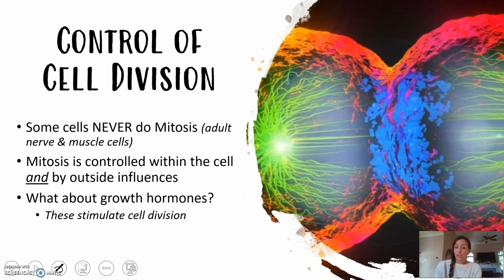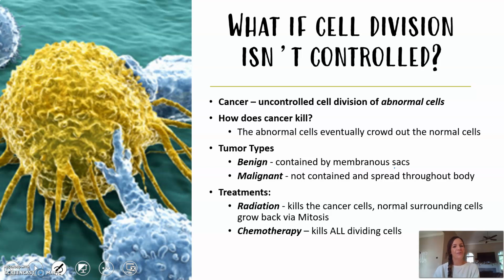So cell division is a very, very controlled process by the body. And it's controlled mostly within the cell, but outside influences can factor too. So things like growth hormones, for example, can help stimulate cell division. But now the bad part, right? What if cell division isn't controlled? Well, unfortunately, that typically is what we would call cancer.